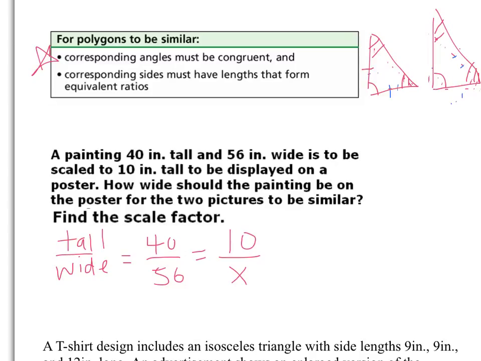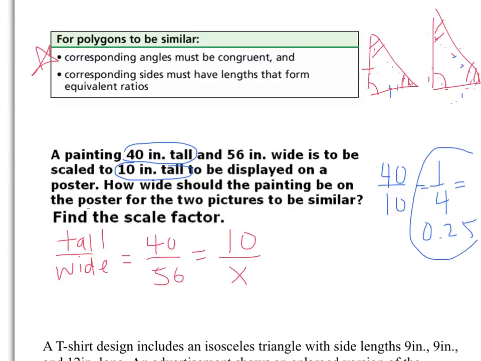Okay, so first of all, let's go back to the scale factor, and we have the inches tall and the inches tall. So we have 40 inches tall on the original and 10 inches tall on the other one. Since they're both the height, that's going to give us our scale factor. So 10 divided by 40 gives us 1/4, and 1/4 would be 0.25. So your scale factor is 1/4 or 0.25.